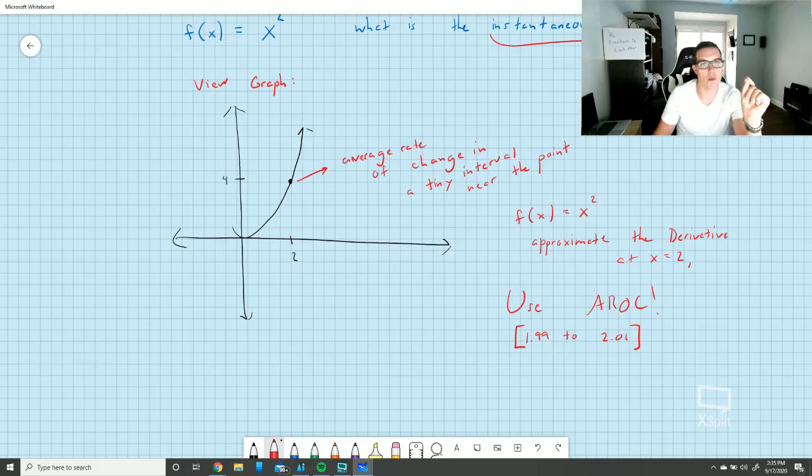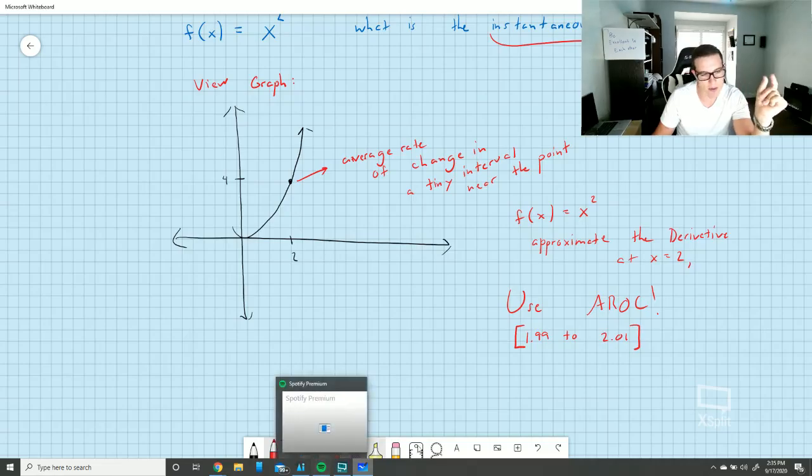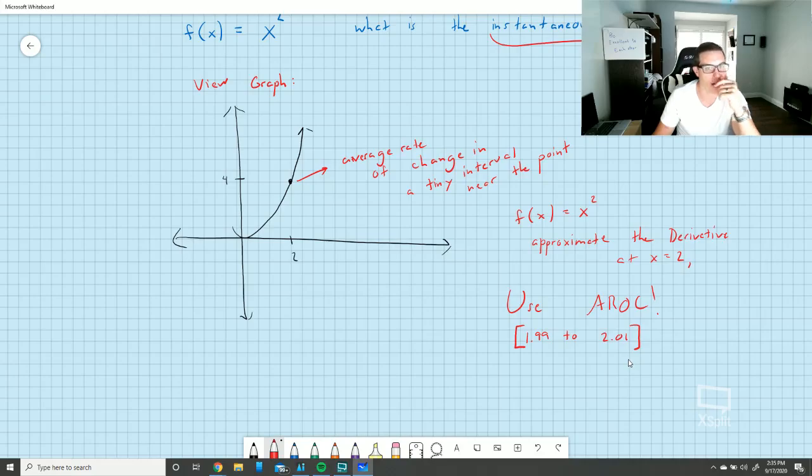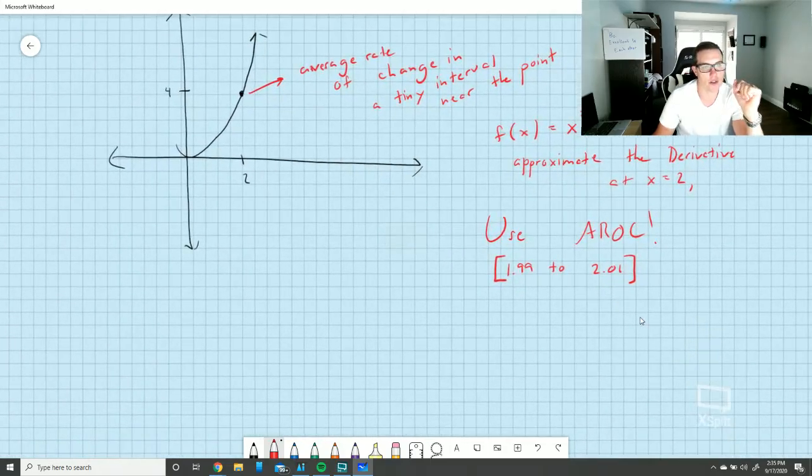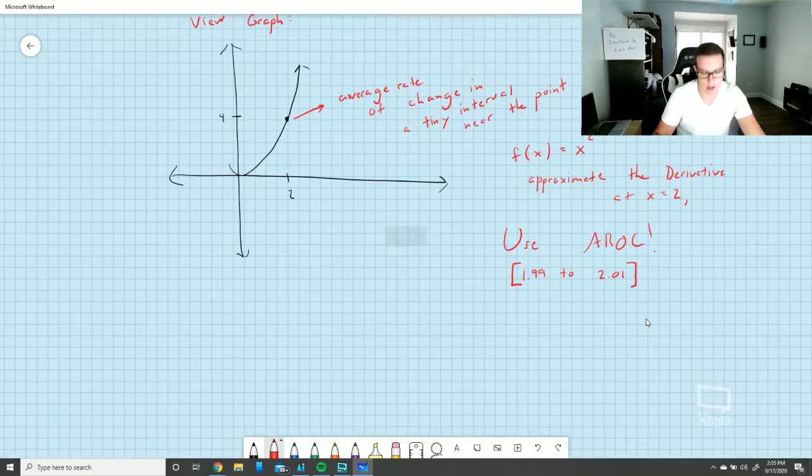Because in that moment, if I calculate the average rate of change in that tiny interval, it will give me a pretty good approximation of how fast I was going. Think about it. If you're in your car and I clocked your speed at one time, and then a millisecond later I clocked your speed, you couldn't have changed speed that quickly. Both of those speeds are going to be pretty close to each other. So same thing here. Using the average rate of change in a tiny interval is probably going to give us a good idea of what the actual instantaneous rate of change was.